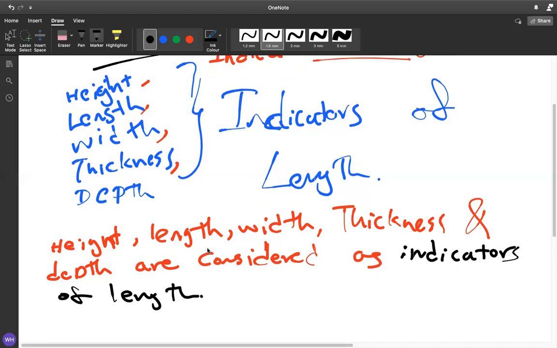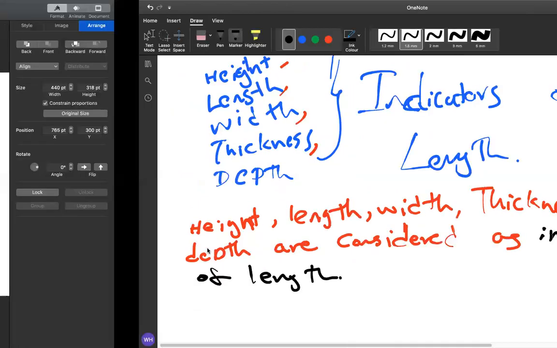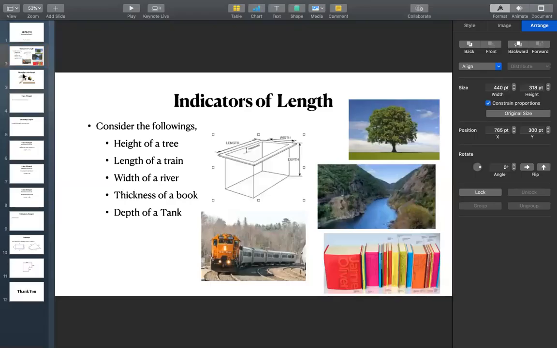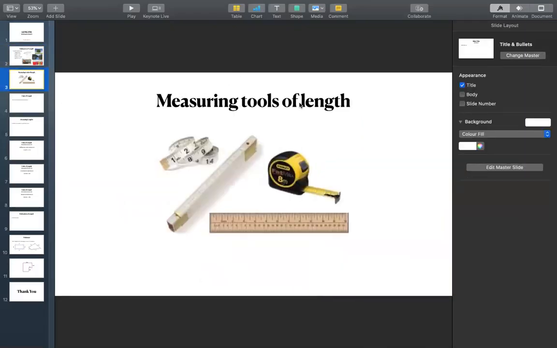Okay, finish writing? Yes. Okay, good. Then write the next subtopic, measuring tools of length. Measuring tools of length.